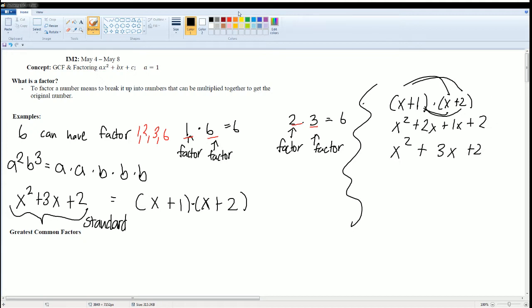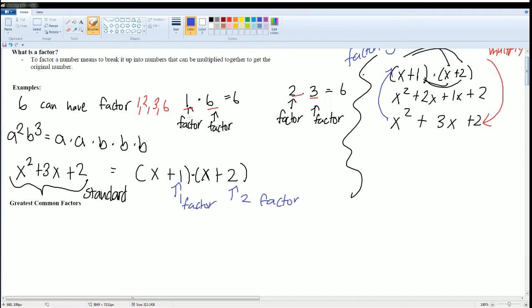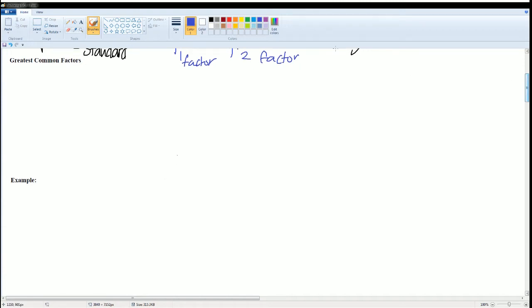Notice this is referred to as the process of multiplying. If we go backwards, from here to here, we call this factoring. So you would say 1 is a factor, and here 2 is also a factor. So this is the definition of factor. Now let's go over the definition of what the greatest common factor is.